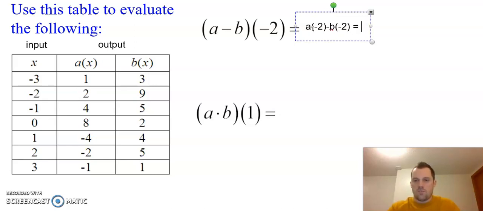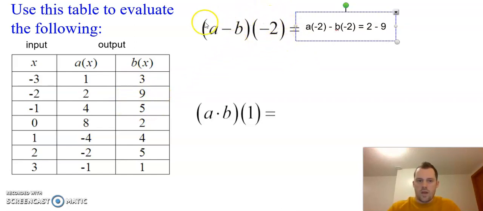So now we can evaluate a of -2. If our input is -2, our output for our a function is going to be 2. So I type 2 here, and that's going to be subtracting b of -2. Again, input is -2. For our b function, that gives us 9. Notice how -2 is the input for both a and b functions, so we're only dealing with this row here, and we end up with 2 minus 9, which is -7. Okay.